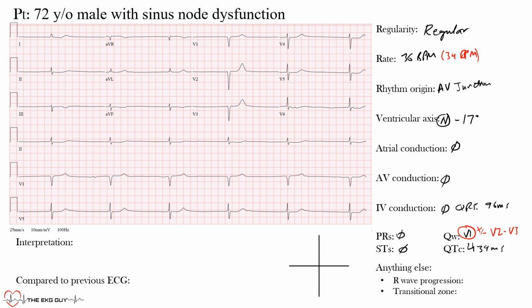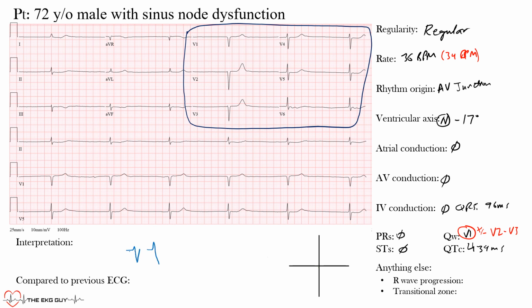And for these last two things, first of all, is there anything else that we're missing here? I think those are about the main things. Some other things we should note are the R wave progression and the transitional zone, and these have to do with the precordial leads. So let's look at R wave progression. What you want to see with R wave progression is a slow increase.